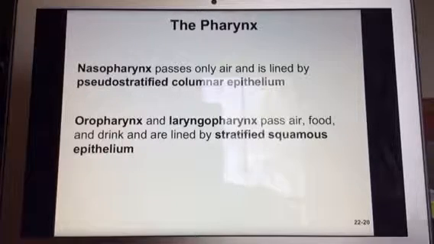And the bottom of the laryngopharynx is basically the beginning of the esophagus. Okay, this talks about the types of tissue for each one. The nasopharynx is only passing air, and it's lined with still that respiratory epithelium, the pseudostratified columnar epithelium. But the oropharynx and the laryngopharynx have air, food, and drink, and so they are lined with stratified squamous epithelium.